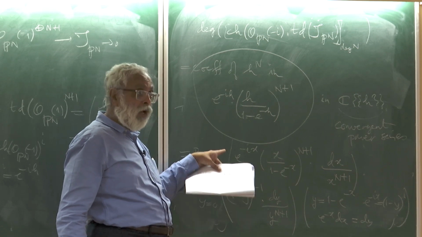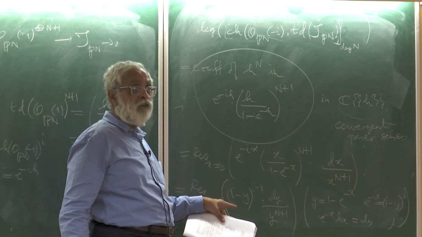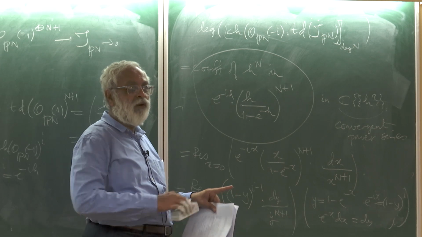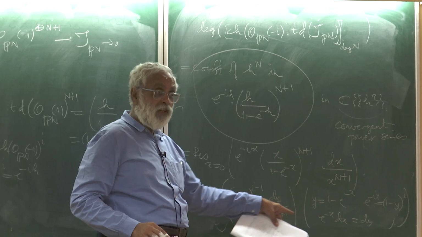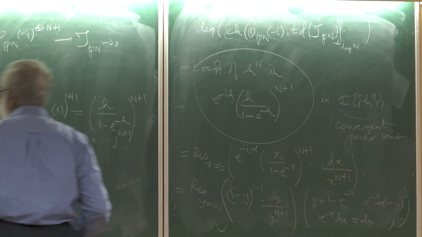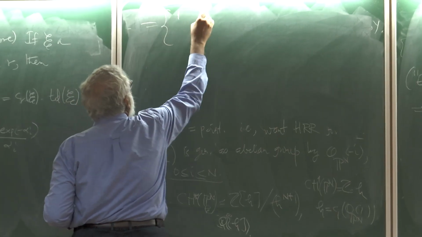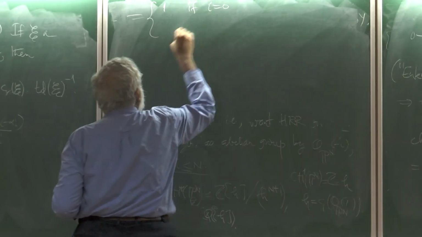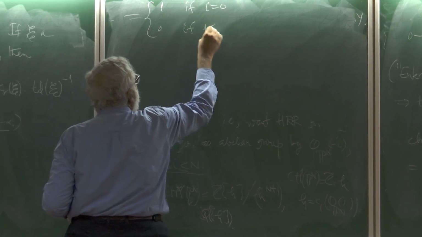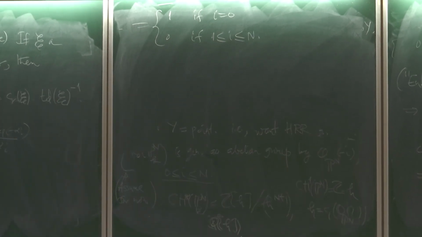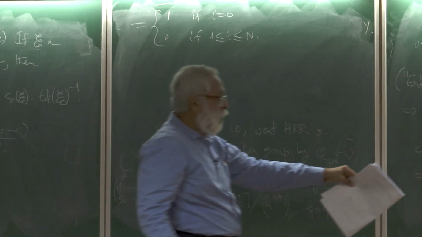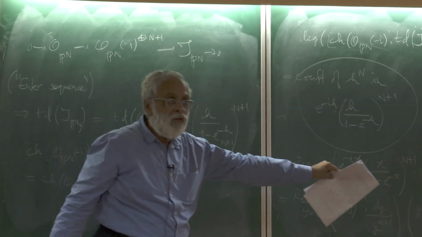So this could have been 1 upon 1 minus y, in which case it's no longer a polynomial, it's a power series. And that power series in y does have terms of all the degrees. So therefore what I get is, I claim, 1 if i equals 0, and 0 if 1 is less than or equal to i, less than or equal to n. This is what came out of the Hirzebruch-Riemann-Roch formula, assuming it's correct.